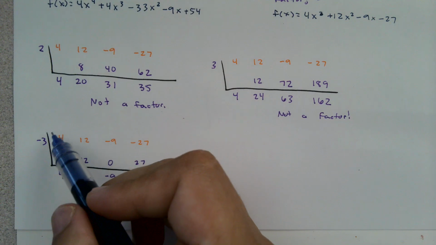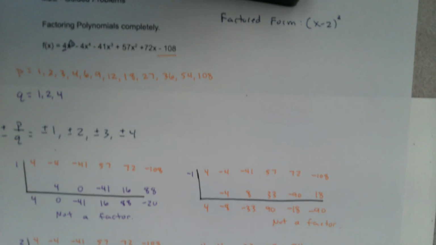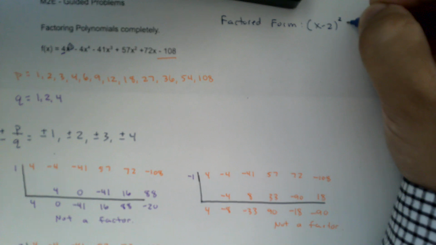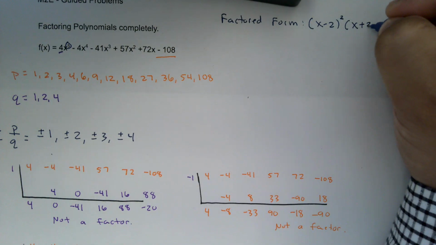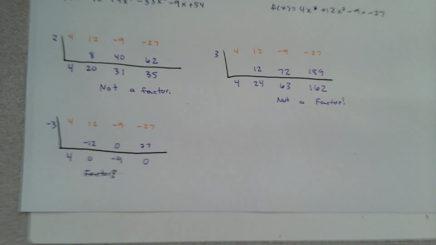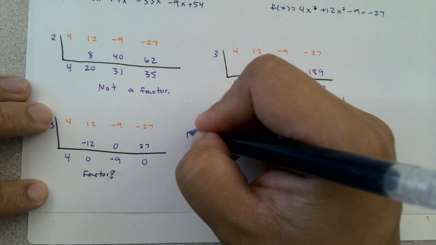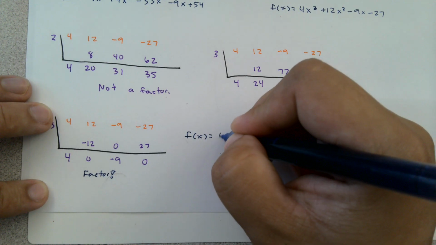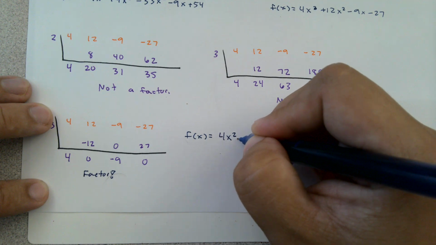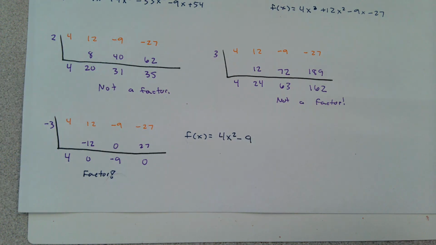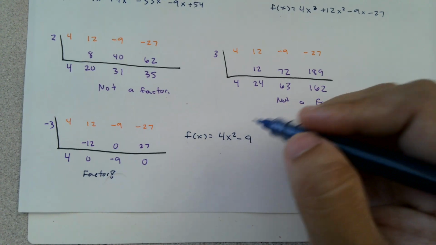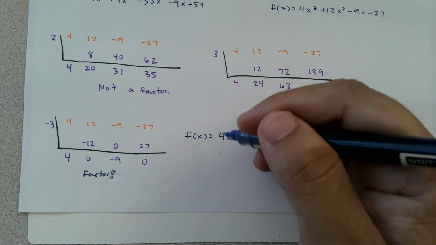If the root is negative 3, then the factor is what? If you said x plus 3, good job. Now our new polynomial is f of x equals 4x squared minus 9. I have a quadratic. In fact, we have a special type of quadratic.